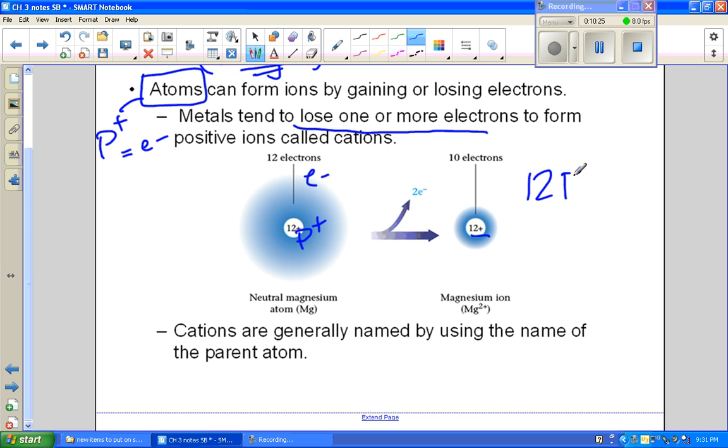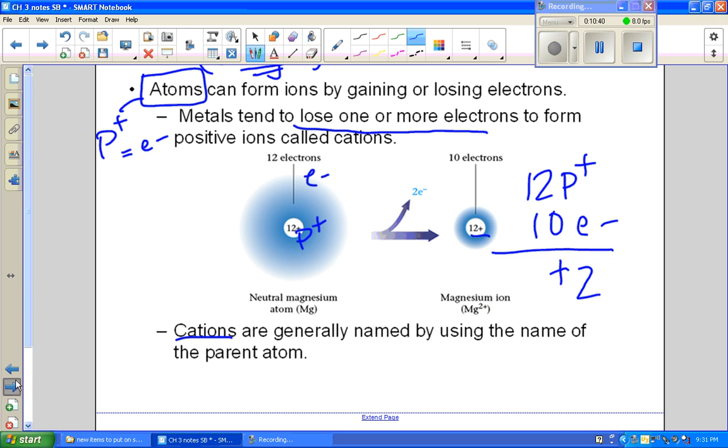Well, if I have 12 positives and I have 10 negatives, you guessed it, I have a +2 charge. And that is called a cation. So you can see that they wrote the symbol Mg with a +2 charge.